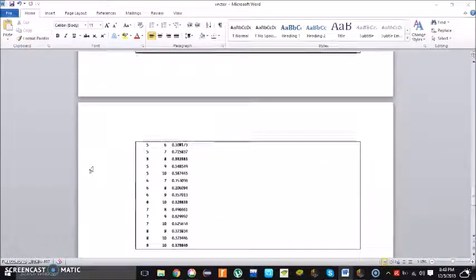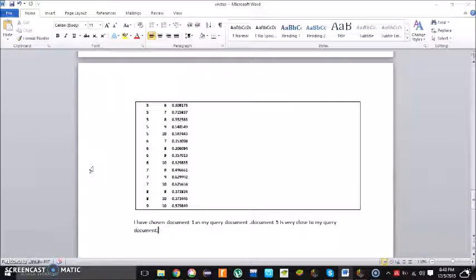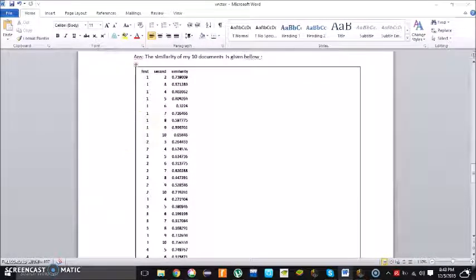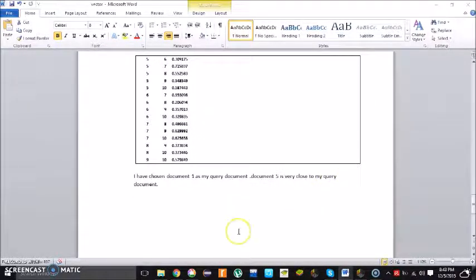For this question, I have to choose one of my documents as my query document. So I've chosen the first document as my query document. As you can see, document 5 is the closest document to my first document. So I have written here that document 5 is very close to my query document.